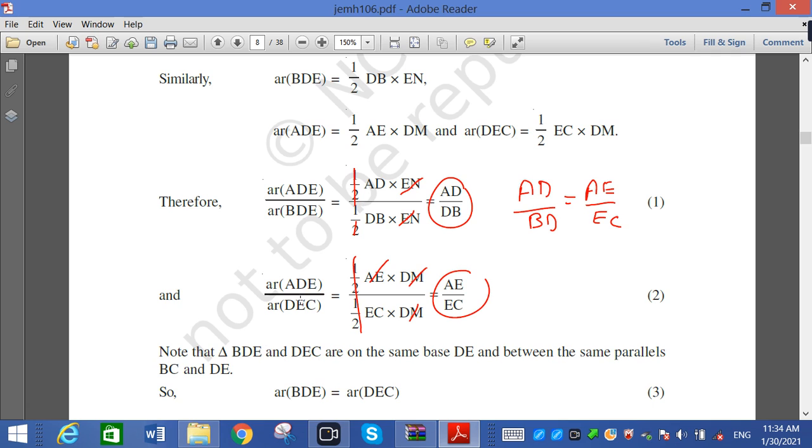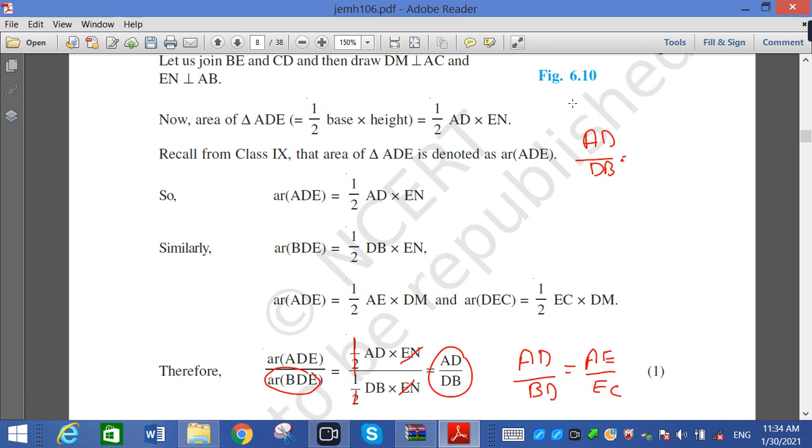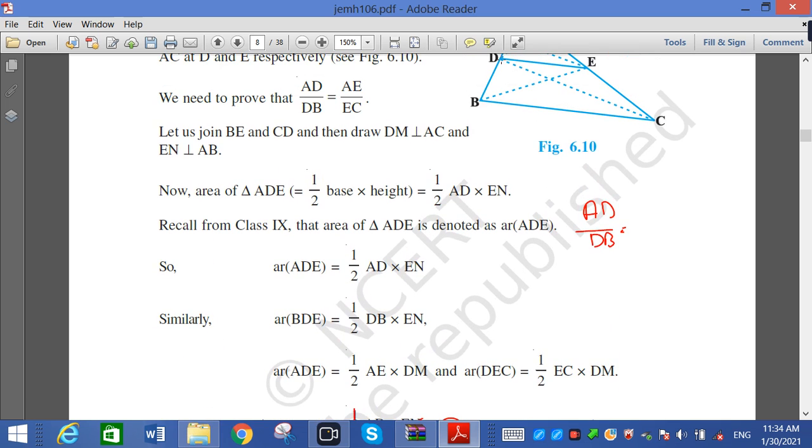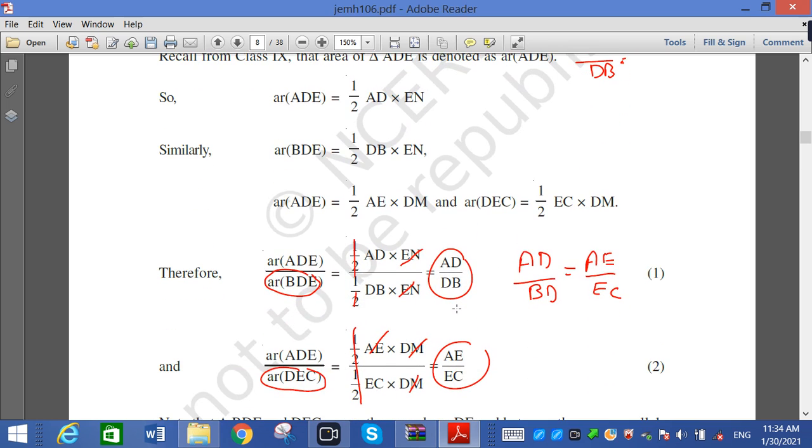But here the areas are different. So we have to prove that triangles BDE and DEC are on the same base DE and between the same parallel lines BC and DE. So between the same parallel lines, here it is parallel lines, so that is a base. That is why they have equal area.